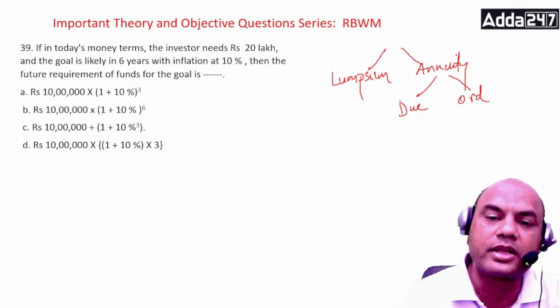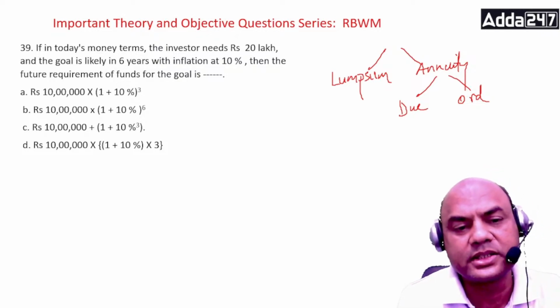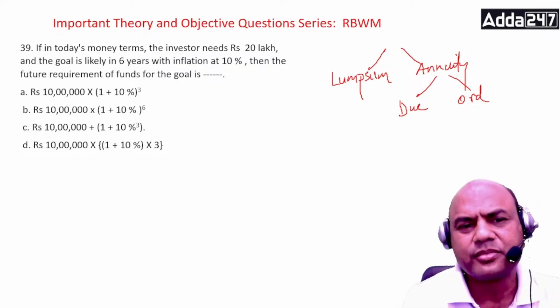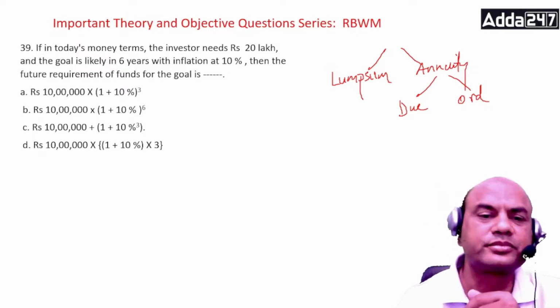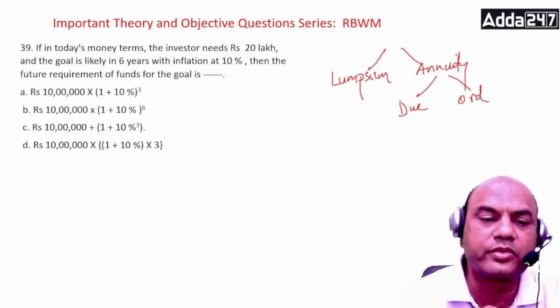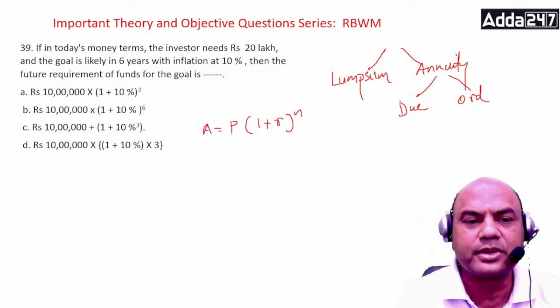What is the formula for this lump sum? Anyone? Write in the comment section. You can definitely write this formula in the comment section. Compound interest formula. What is the compound interest formula? A equals P into (1 plus R) raised to N. Isn't it? Today's amount, principal, into (1 plus R) raised to N.